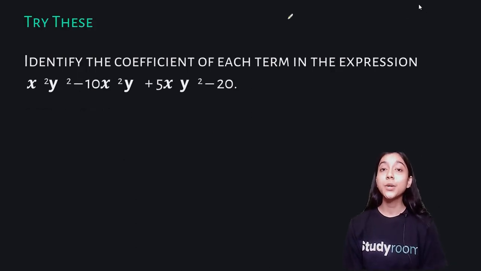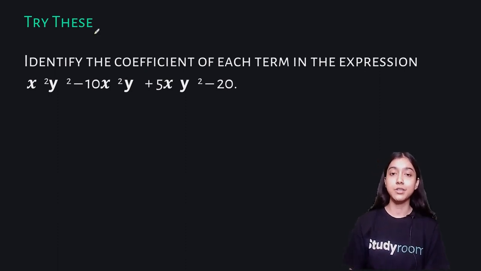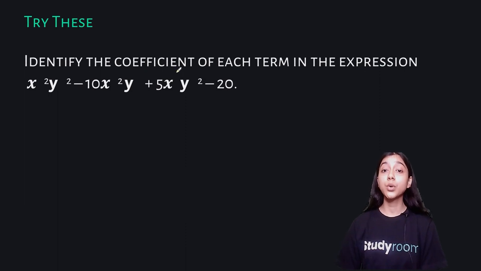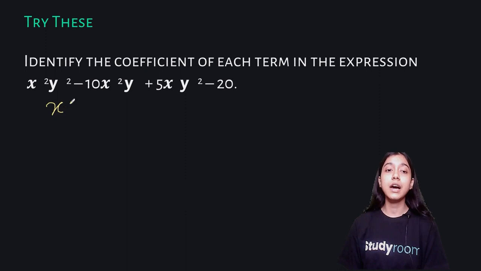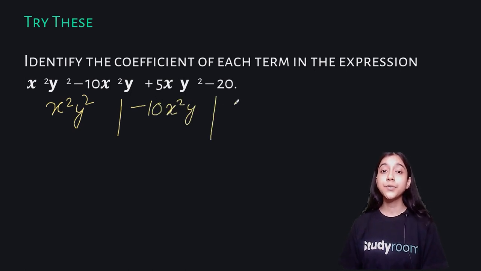Let us now try a problem to find out the coefficient of the terms of a given expression. Here we have to identify the coefficient of each term in the given expression. The very first step is to identify the terms and then identify the coefficients. So here in this expression, the first term is x square y square. The second term we have is minus 10 x square y. The third term we have is 5 times x y square. And the fourth term is minus 20.